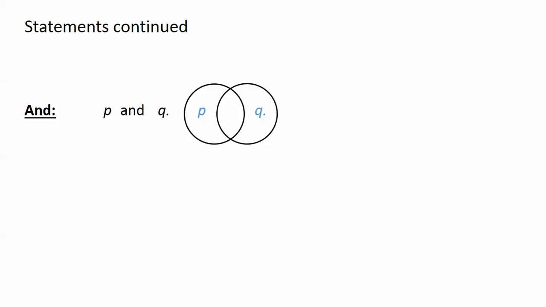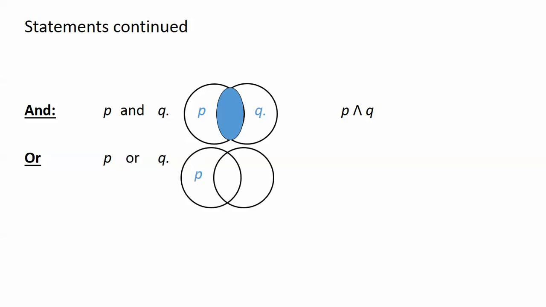Statements continued. And. P and Q. That means if the left is P and the right is Q, P and Q would be the center. P and Q. We have that caret pointing upwards. Or. P or Q. Again, on the left we'll have P, and on the right we'll have Q. P or Q means anything in either bubble would be P or Q. It could be just P, it could be just Q, or it could be both, P or Q. This time, we have that caret facing downward.